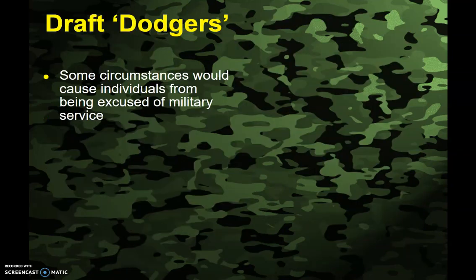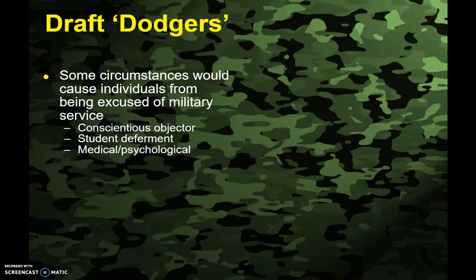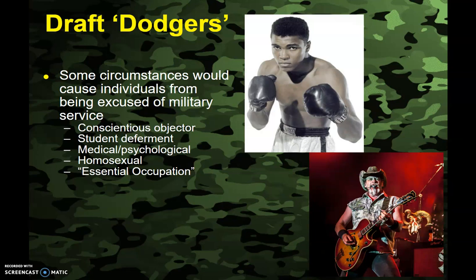Draft dodgers. So there are some things that will get you exempt from military service. Remember, at this point, all men, once they turn 18, have to register for the draft. Some ways you can be exempt from that: if you're a conscientious objector. If you have a religion that makes it so you are against war, you can get out that way. If you're currently a student in college, you don't have to go. If you have some kind of medical problem or a mental problem, that would work, and also if you are homosexual, the military doesn't want you there. Lastly, you could have an essential occupation. You could be doing something that's so important at home that you literally can't leave.